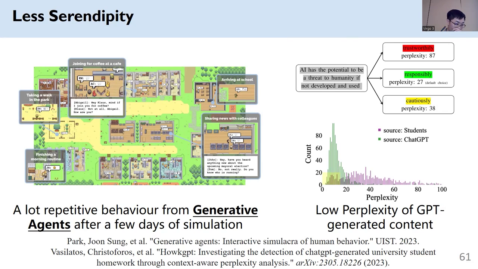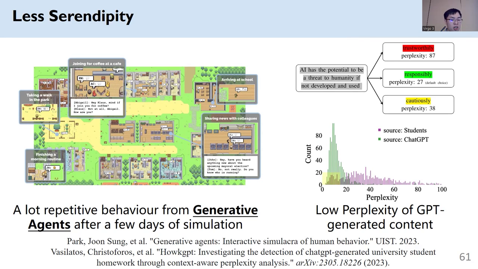I think one of the problems is the lack of serendipity. It's like a lack of randomness, but in a more subtle way. For example, if you run these generative agent systems for a long time, you will notice that after a few days of simulation, they have a lot of repetitive behaviors. Maybe that's the routine of human life, but it looks a little odd, more repetitive than real routines.